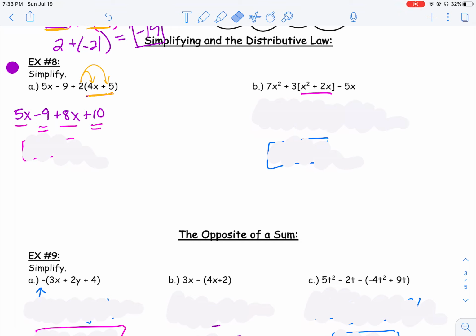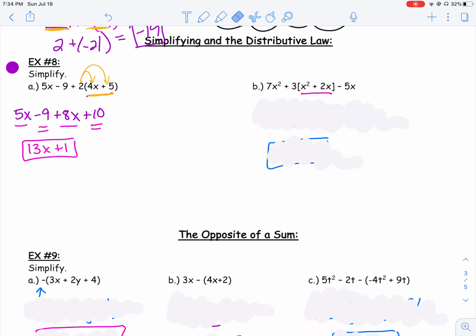I have a 5x and an 8x, those are like terms that I can combine, and I have a negative 9 and a positive 10. So combining my like terms, I really end up getting 13x plus 1. The 13x and the 1 are not like terms, so I can't put them together anymore. It looks like that would just be our final answer. So anytime I see a number in front of the parentheses where I can't simplify any more inside the parentheses, I want to make sure that I distribute that number through.